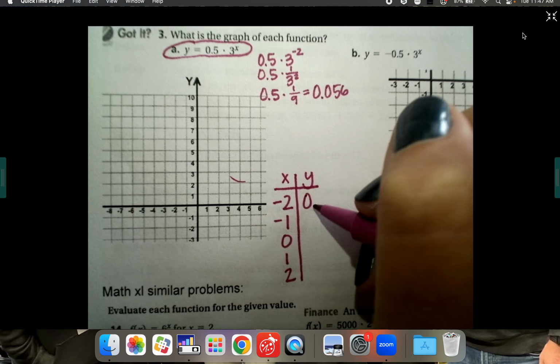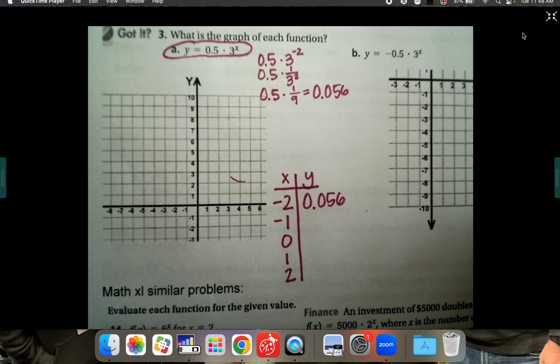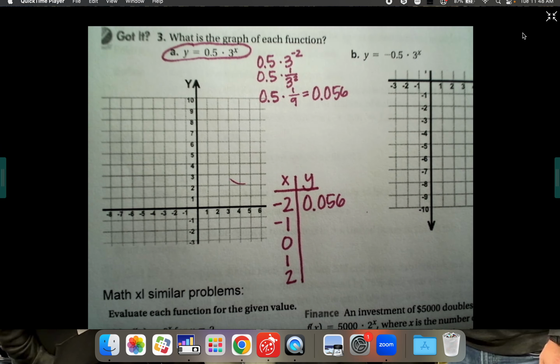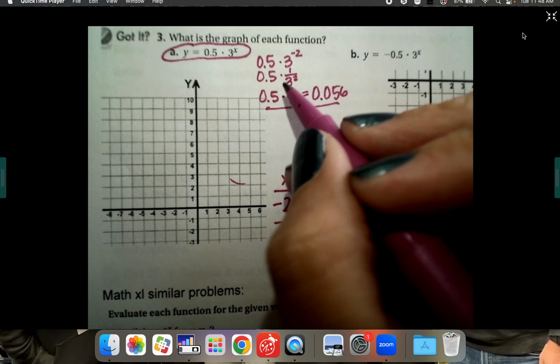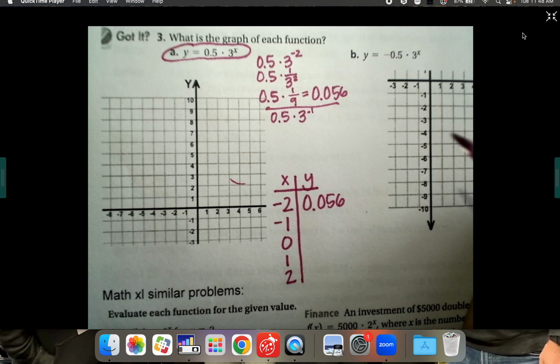0.056. And that is what we need to put here. So we're going to have a really tiny dot. This is going to show you exponential growth at a rate of tripling every time. Okay, our next one is -1. So we're going to put 0.5 times 3 to the -1.